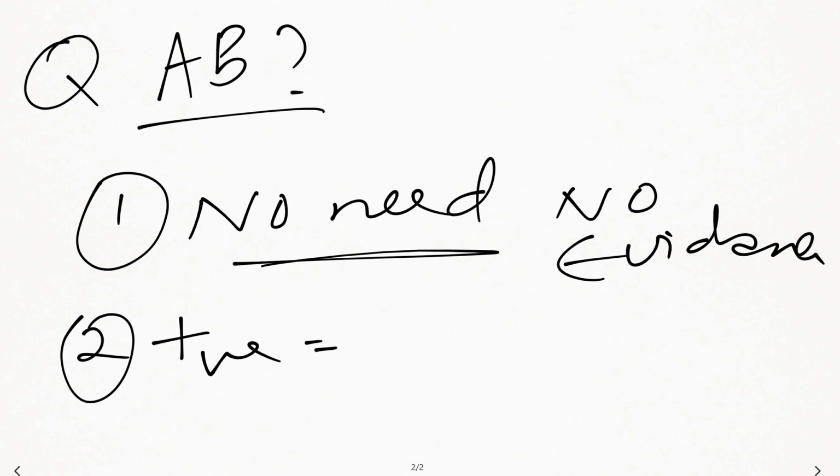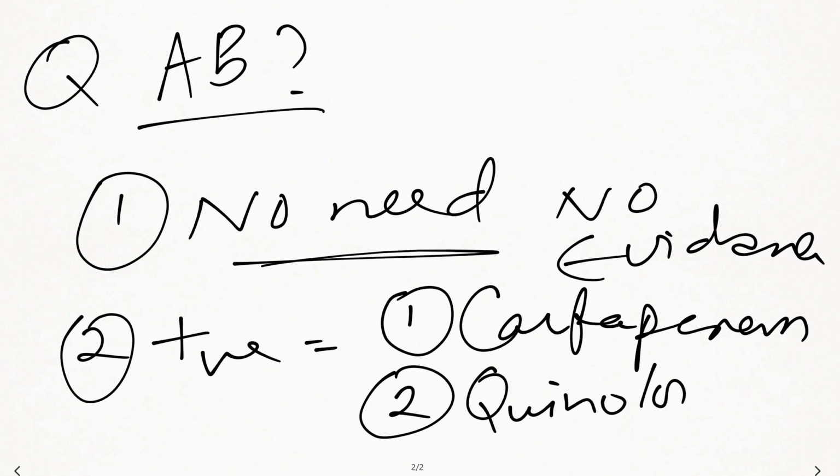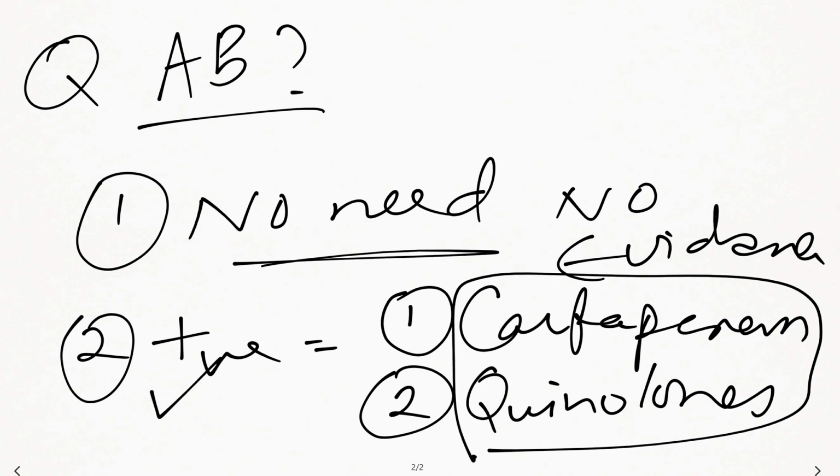In this case, you are going to use one of two. Number one, you can use carbapenem, and you can use quinolones, ciprofloxacin, and this quinolones. These are the two options that you have when there is positive evidence for an infection.